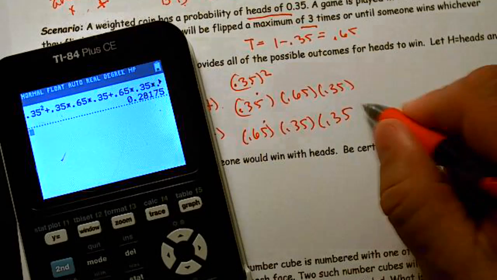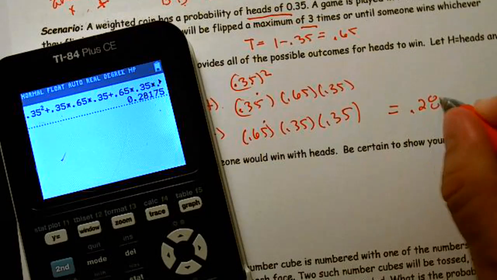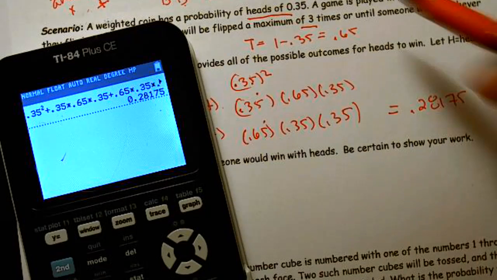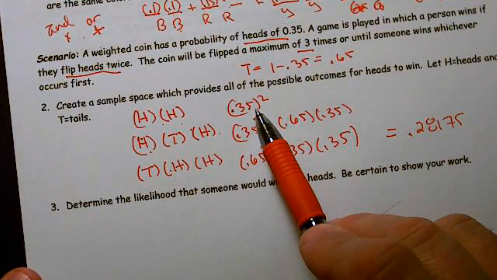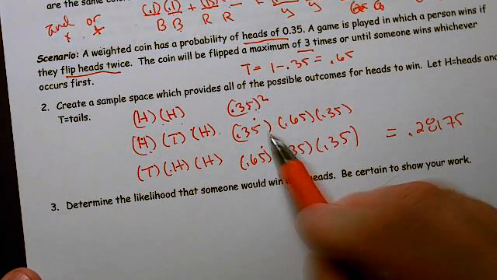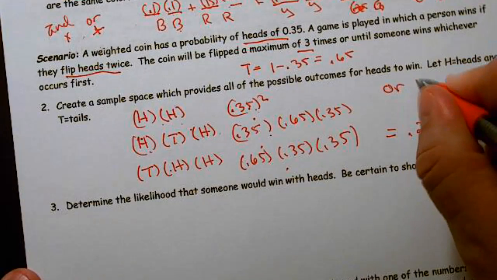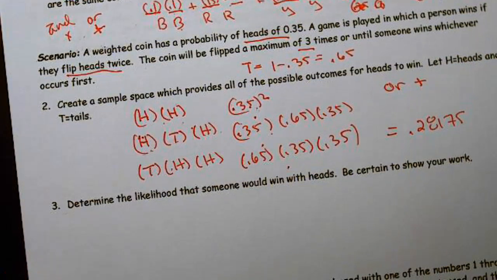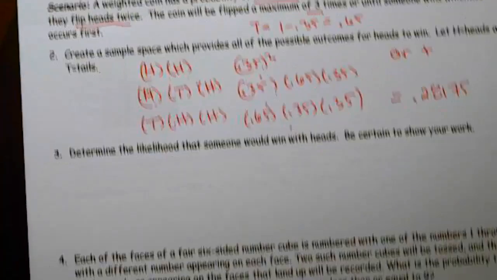So the probability that I win would be 0.28175. Now, once again, the probability of two heads is 0.35 squared. So I could win this way, or I could win this way, or I can win this way. And like we said earlier, or typically means add. All right. So that was 2 and 3. I just showed 3 on the same one.